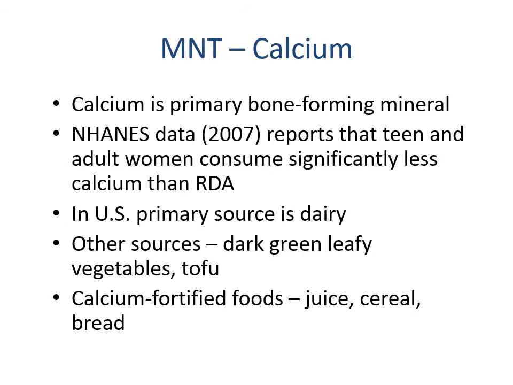Looking at calcium, so calcium is the primary bone-forming mineral. And so NHANES data from 2007 reports that teen and adult women consume significantly less calcium than the RDA. And in the US, right, so the most readily available and cost-effective source is dairy, but other sources include dark leafy vegetables and tofu, and also calcium-fortified foods including juice, cereal, and bread, which again, we've done this because we see this inadequate intake in these certain populations.